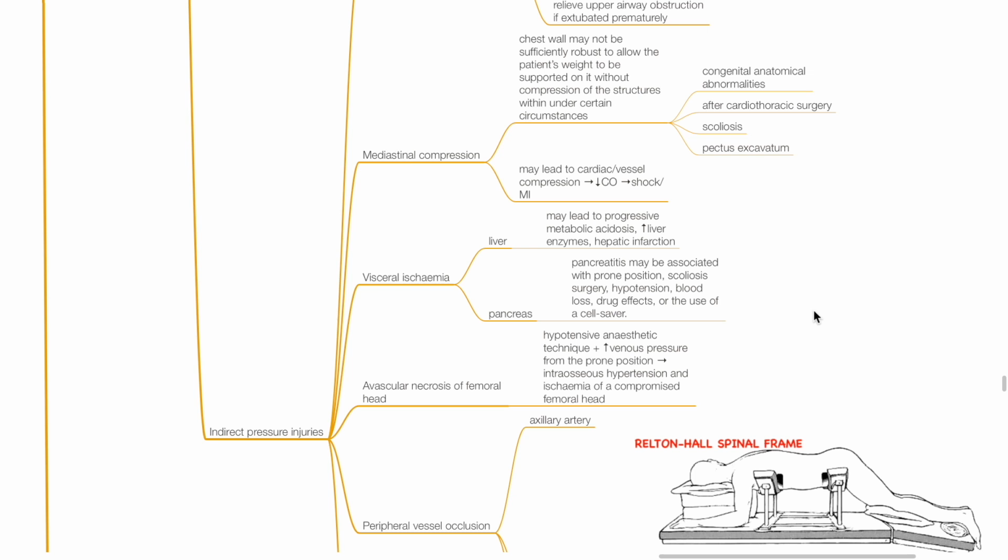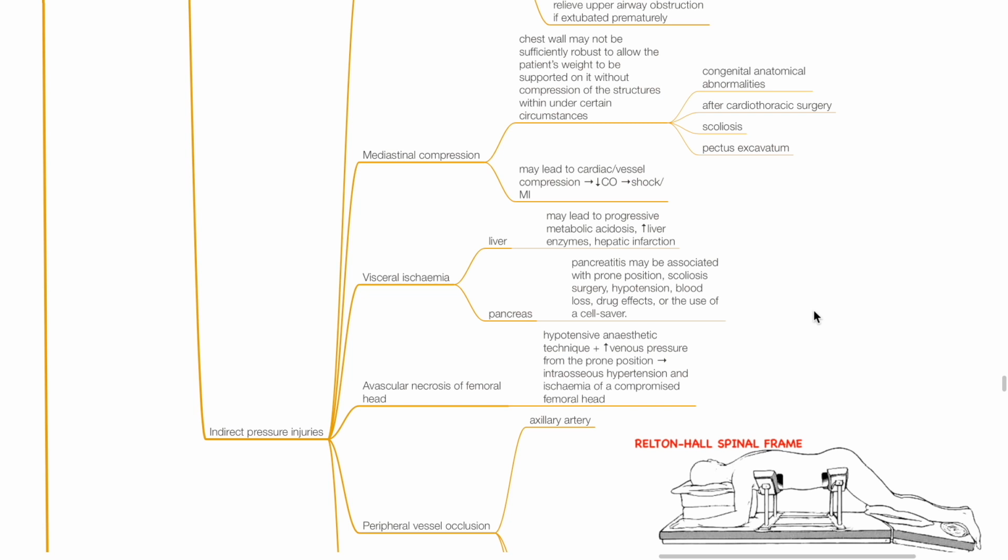Visceral ischemia. The liver may be compressed, resulting in progressive metabolic acidosis, raised liver enzymes, and hepatic infarction. The pancreas may be injured via indirect pressure. Pancreatitis may be associated with prone positioning, scoliosis surgery, hypotension, blood loss, drug effects, or the use of a cell saver. Avascular necrosis of the femoral head.